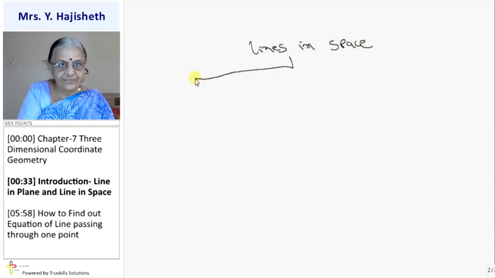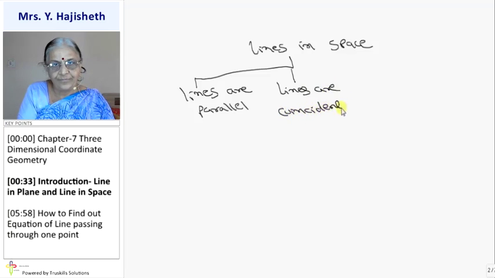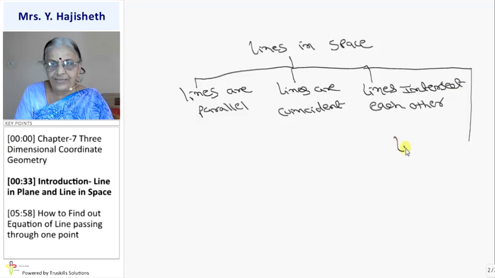But as far as lines in space are concerned, there are four possibilities. First, lines are parallel. Second, lines are coincident. Third, lines intersect each other. And fourth, lines are neither parallel nor intersect.